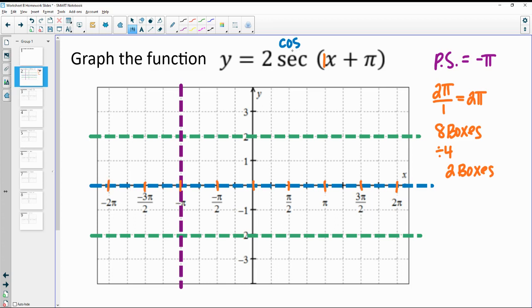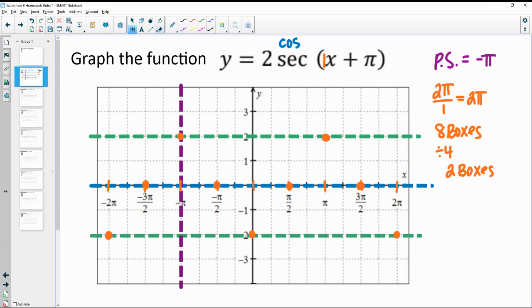Now, when you're graphing, only plot the critical points of the cosine, and then it'll change a little bit for secant. So cosine normally starts at a maximum, so we're going to put a point here. Then it goes down to a middle, down to a min, back to a middle, max, middle, min. And then back from here would be a middle and then to a min.